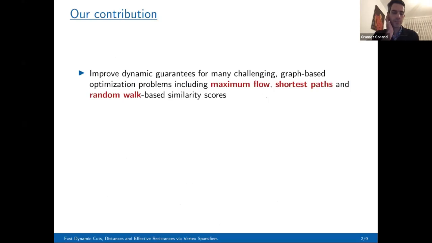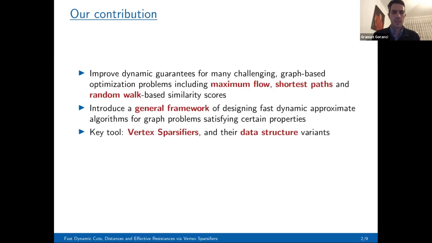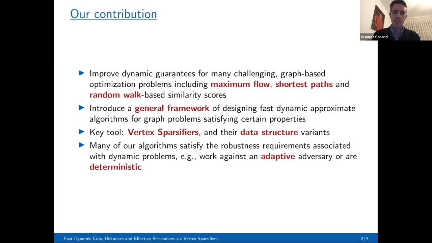So what do we do in this paper? We basically try to come up with a rather general framework for designing dynamic graph algorithms. And by doing this, we attack many, I would say, challenging problems in graph-based optimization. For example, we look at max flow, also some shortest paths, and random walk-based similarity scores like effective resistance. The key tool behind all these ideas is the notion of vertex sparsifiers and their generalization to data structures. Many of the algorithms we design in this paper satisfy some nice properties about dynamic graphs. For example, some of them work against adaptive adversaries, and some of them are even deterministic.